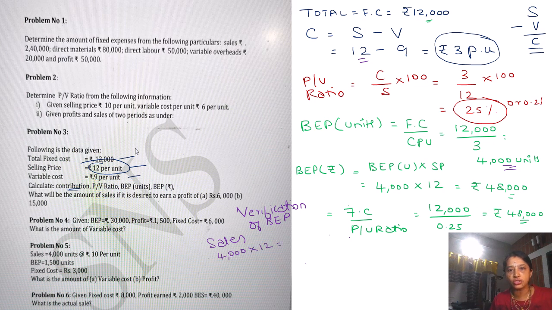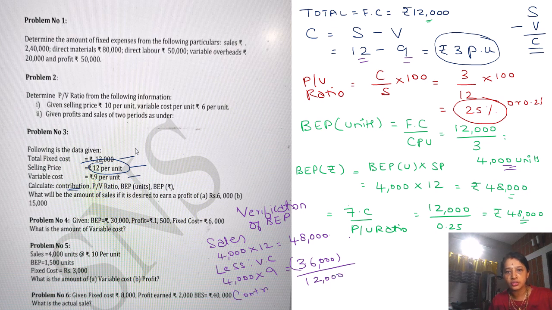So 4,000 into 12, you get 48,000 as sales, less variable cost. Number of units is 4,000, variable cost per unit is rupees 9. 9 fours are 36, so 36,000 is your variable cost. 48,000 minus 36,000 is 12,000. This is your contribution.